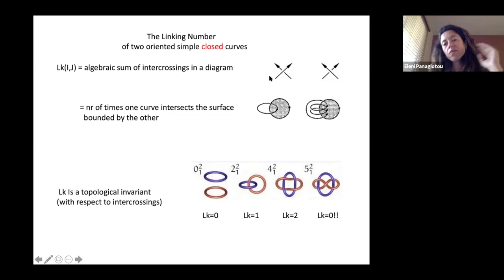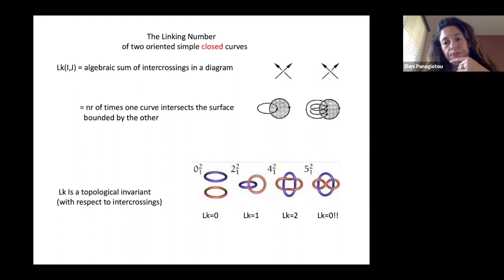So this number measures how many times one curve turns around the other. Another equivalent interpretation for closed curves is that you imagine that one curve bounds a surface, and then the linking number measures how many times the other curve pierces through that surface with a certain orientation.